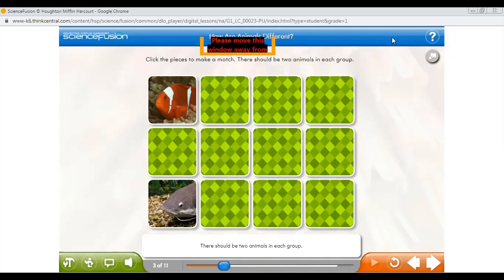Now let's see one more. Now what is a monkey? Is it a mammal? Is it an amphibian, or is it an insect? It is a mammal because it has fur on its body or hair on its body, and it gives birth to the young one. So let's find the same animal which has the same features like the monkey.